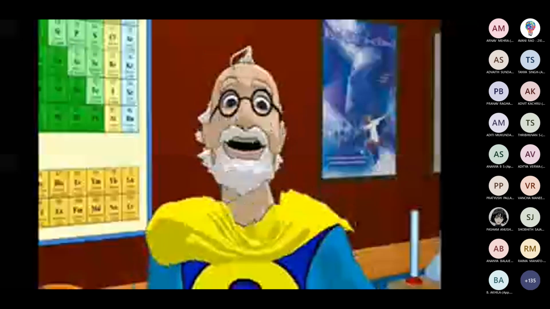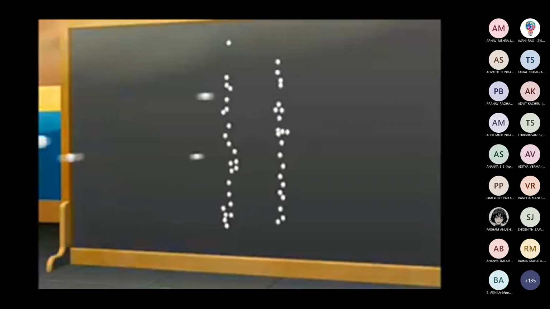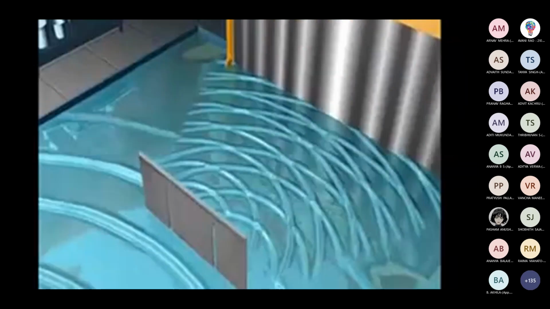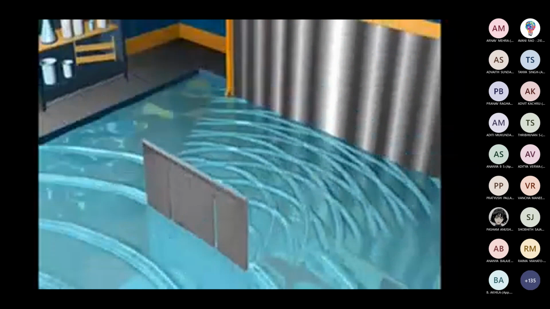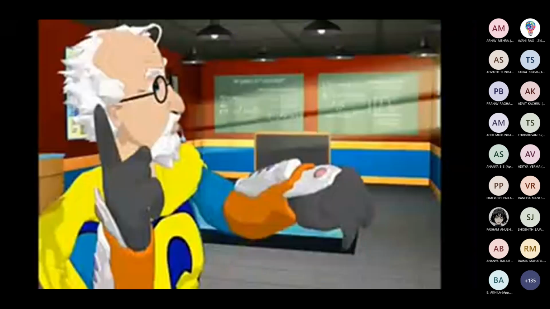So when we throw things, that is, matter, through two slits, we get two bands of hits. And with waves, we get an interference pattern of many bands. Good so far. Now, let's go quantum.